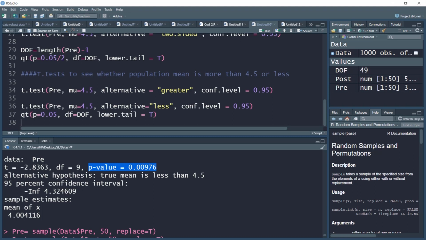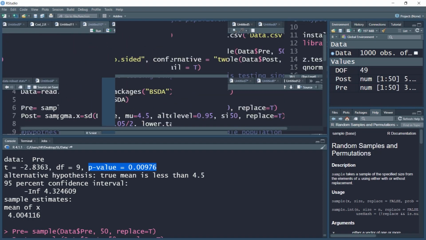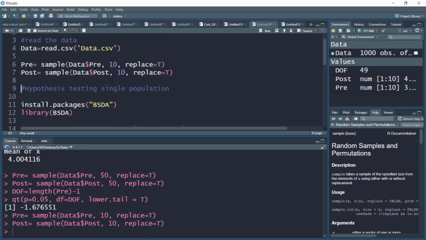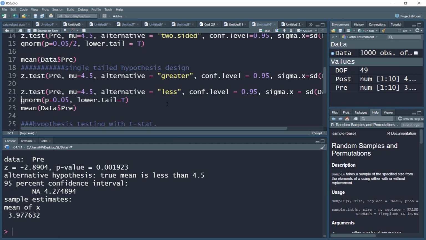Now again, we would like to check whether changing the sample size affects the level of significance or not. So let us do this testing with 10 observations only, and this time we'll only run the single tail test, that is on the lower side, which is this. So we'll run this lower tail test, first the Z-test. Notice the p-value, 0.001.